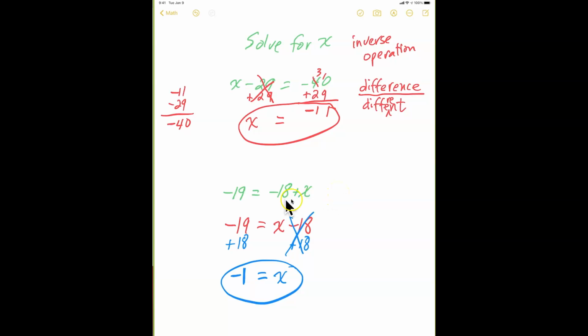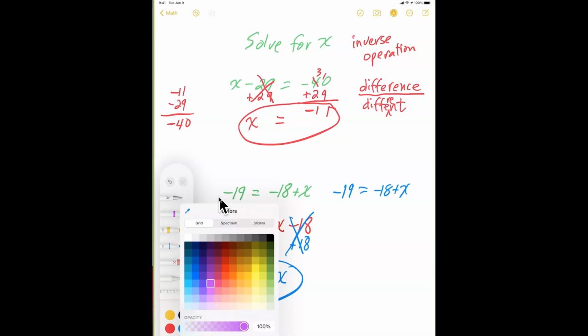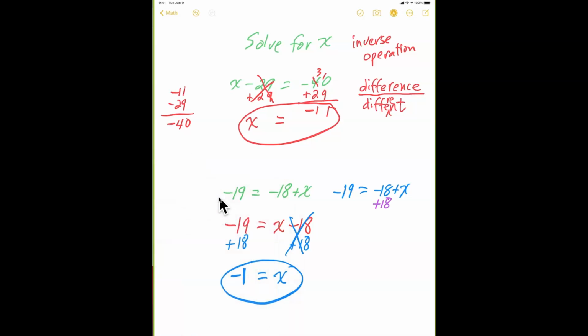Okay? So even if you didn't rewrite, let's do it over here. Negative 19 is equal to negative 18 plus x. We can just go ahead and add positive 18 here and eliminate that, right? So we have x, and then we'll do the same thing over here. Negative 19, positive 18, the signs are different, so we're going to take the difference between the numbers, and then we're going to keep the sign of the larger number. That's the number with the larger absolute value. And we'll get the same answer.